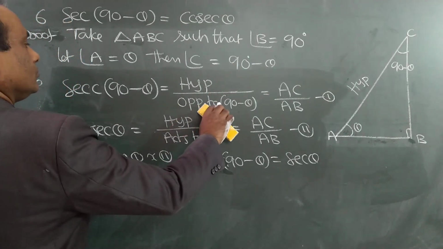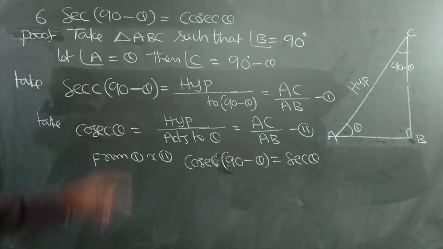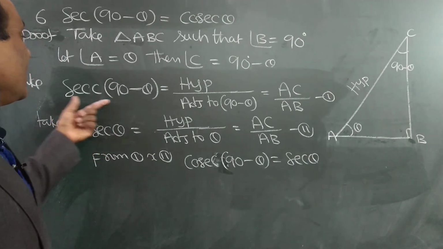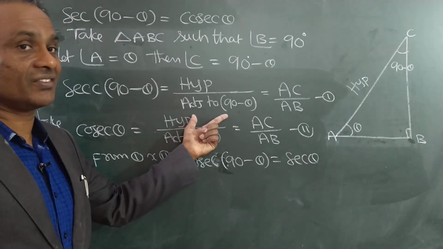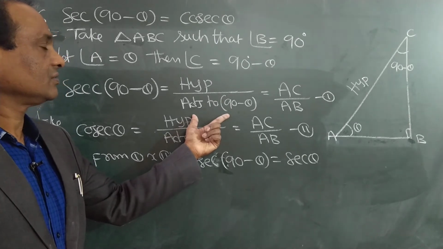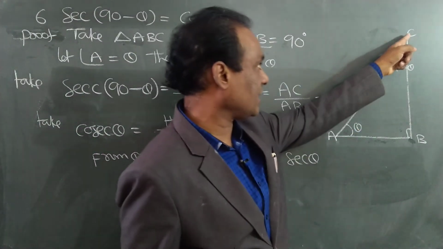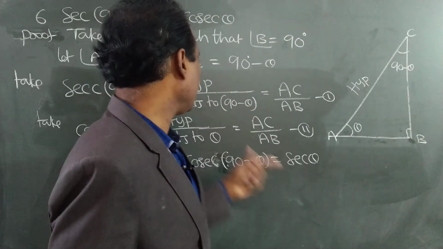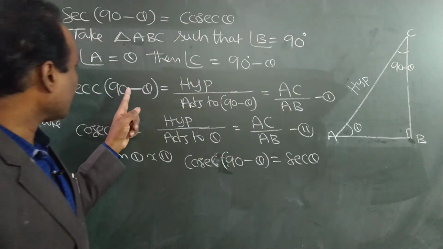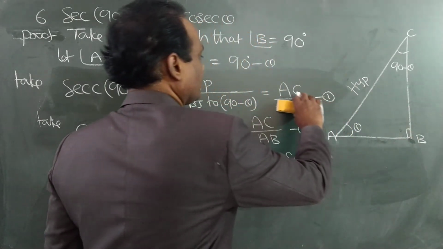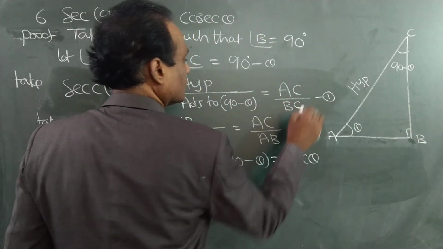Now, secant definition. Secant definition is hypotenuse by adjacent. What is the secant definition? Hypotenuse by adjacent. See the definitions. What is the hypotenuse side? AC. Hypotenuse is always the same, AC. Adjacent for which angle? 90 minus theta. Attached side. The adjacent side is BC.